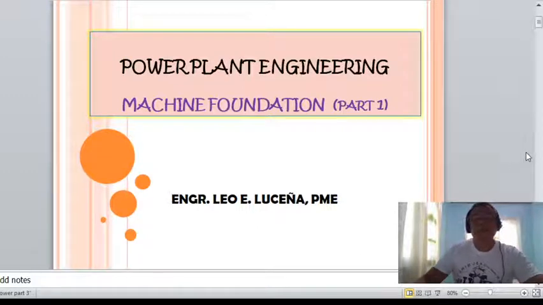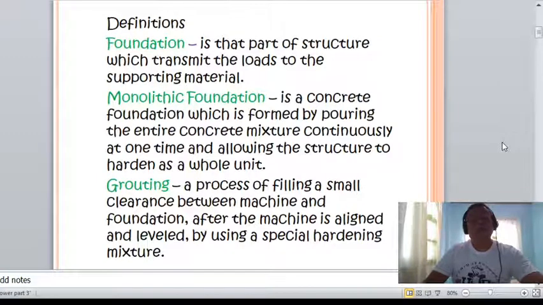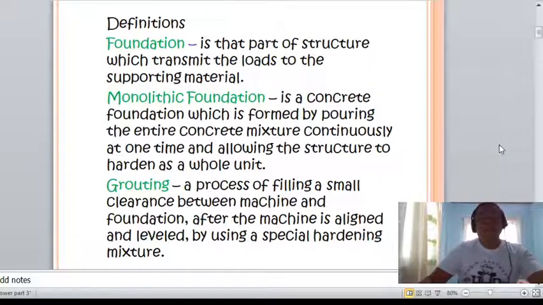Okay, class, good afternoon. So this is another topic in power plant engineering. This is the first presentation of this topic: machine foundation. We have here some definitions of terms in foundation engineering.